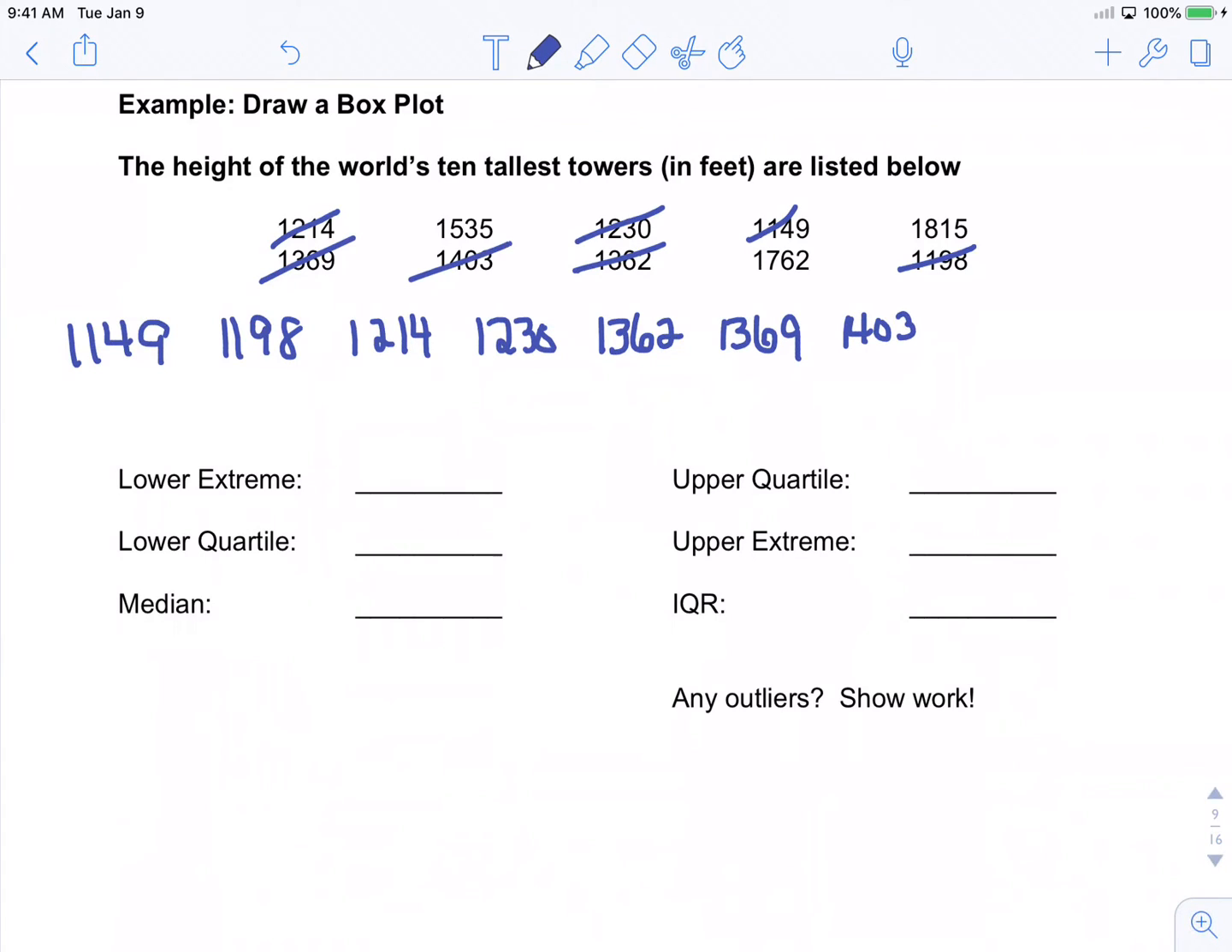The neater you are with this, the easier it'll be when we start to find the big five. Make sure you're double checking your information here. One number out of order or one missed number totally changes our big five values.